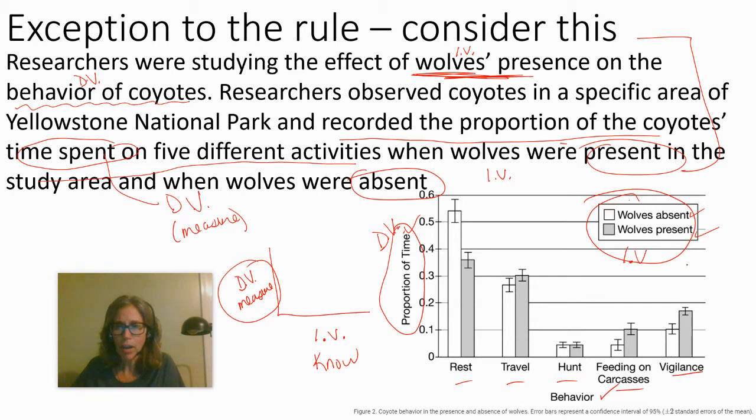So if you had drawn a graph instead and you put the independent variable here, so maybe wolves are here and then no wolves right here, and then you did the proportion of time, then maybe rest could be here. Whoa. You could have a bar for rest and a bar for travel and a bar for hunting and et cetera, right? That would be a lot harder to read than the graph that's actually here. So be careful with it.